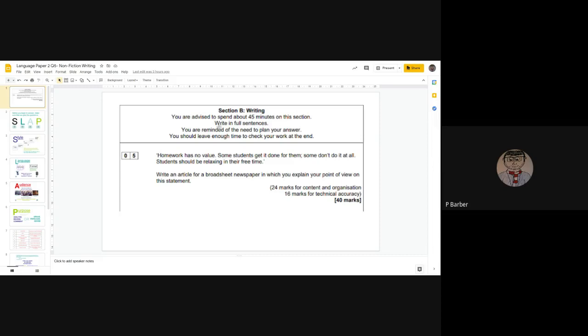You are reminded of the ability to write in full sentences. Again, this is something that people forget. They get lazy because this is the last bit of the paper and they get tired. Make sure you are punctuating accurately and make sure you are using that variety of sentence forms.